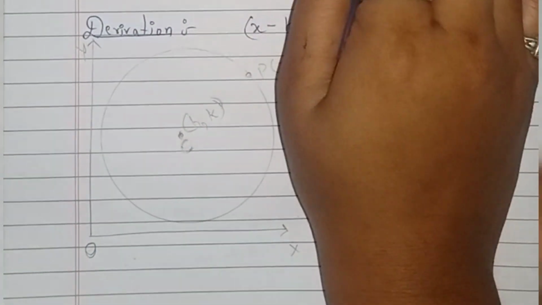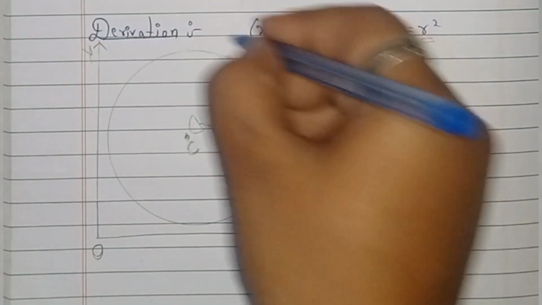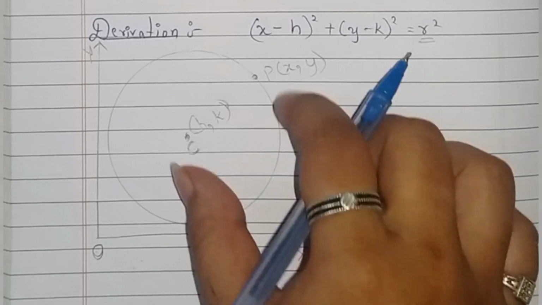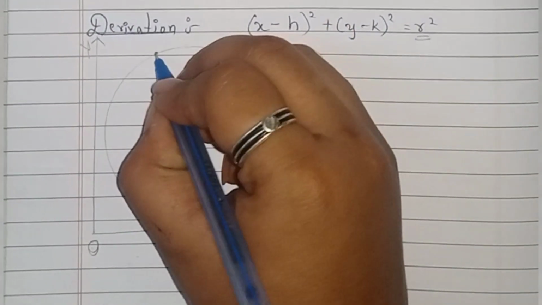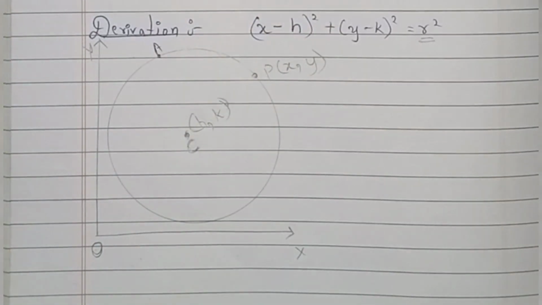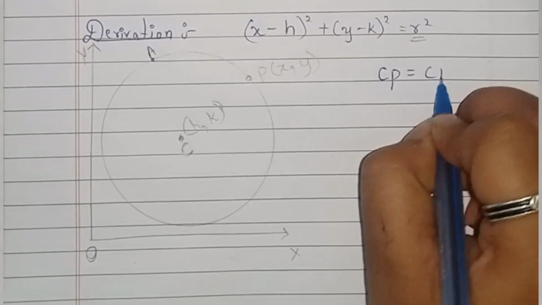From the definition of a circle we know a circle is the set of all points in a plane that are equidistant from a fixed point in the plane. So if we take any point on the circle, the distance will be fixed. If we take CP, if we take CA, both distances will be the same. So CP is equal to CA.